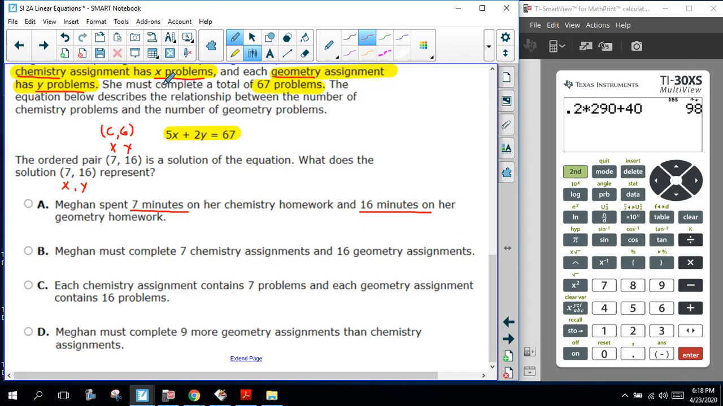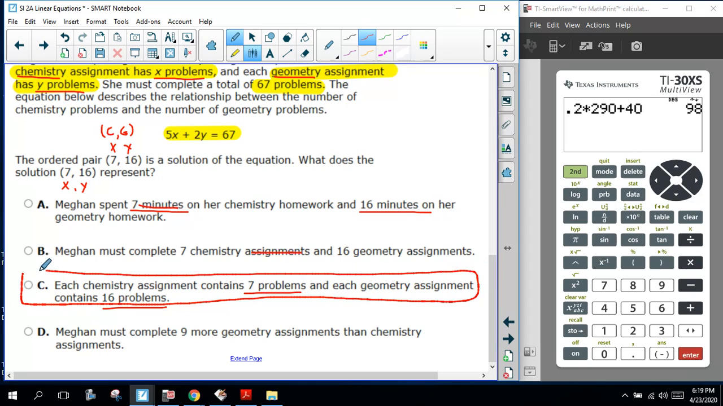That's not it either, because this is saying X is the number of problems. So it's 7 problems of chemistry, 16 problems of geometry. So it's not the number of assignments. It's not the number of minutes. Each chemistry assignment contains 7 problems. Each geometry assignment contains 16 problems. That makes a lot of sense because that solution represents exactly that according to what the word problem is talking about.